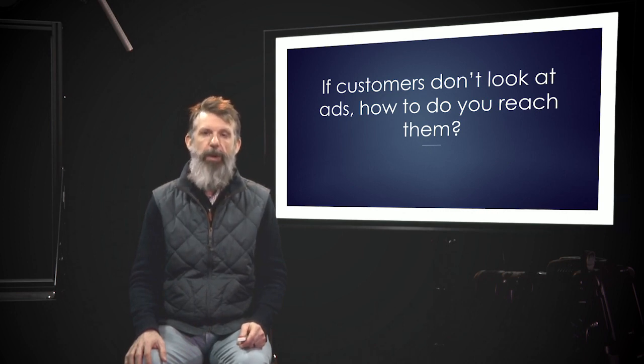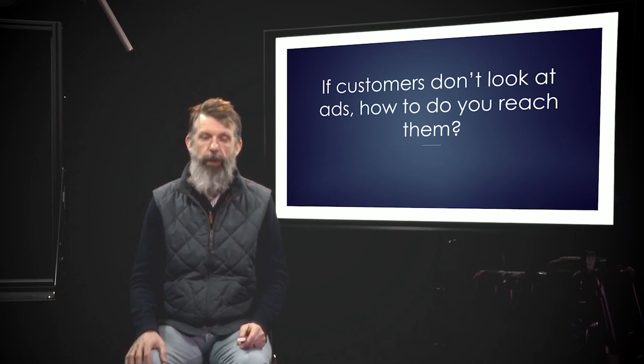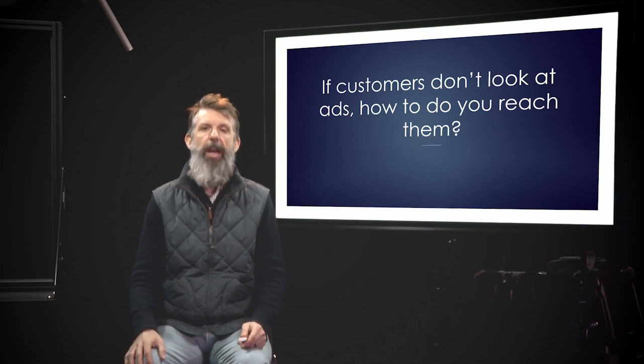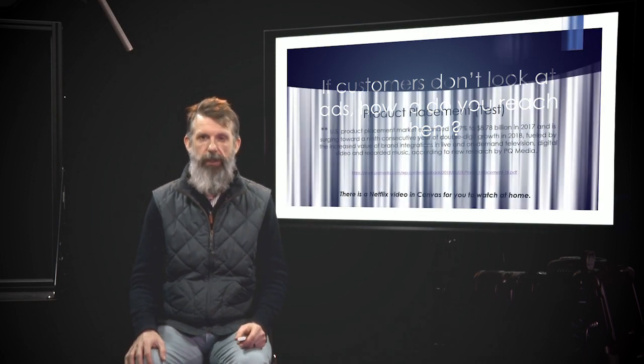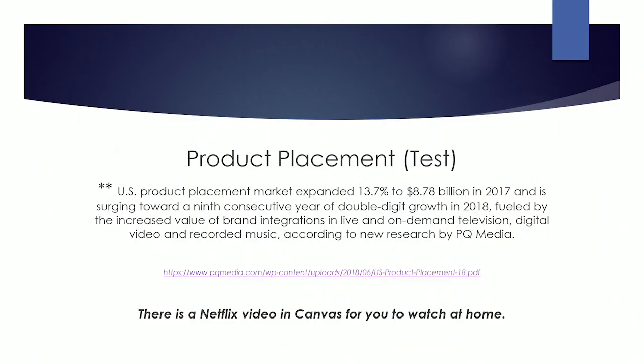We hate ads. We do streaming. We have Spotify. We have ad blockers. We avoid ads. So how do you reach your customer? How do you communicate with your customer? Product placement is the way. Product placement means putting your products inside of TV shows, movies, or video games.